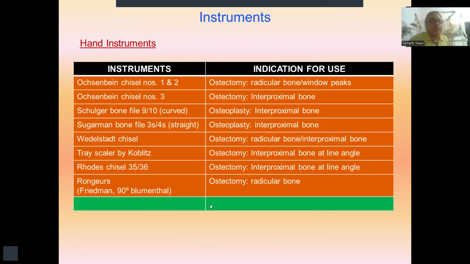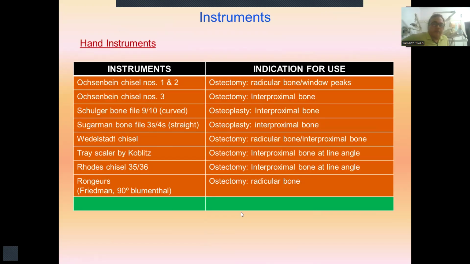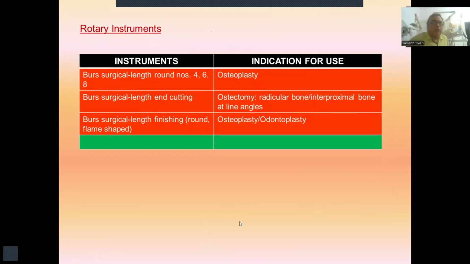Instruments which are used are Oschenbein chisel number 1 and 2, Oschenbein chisel number 3, Schluger bone file 9/10, Sugarman bone file 3S/4S straight, Wedelstaedt chisel, tray scaler by Kohlbauer, Rhodes chisel 35/36, and Rongeurs. Rotary instruments which we use are surgical length round bur number 468, surgical length cutting bur, and surgical length finishing bur, round and flame shape.